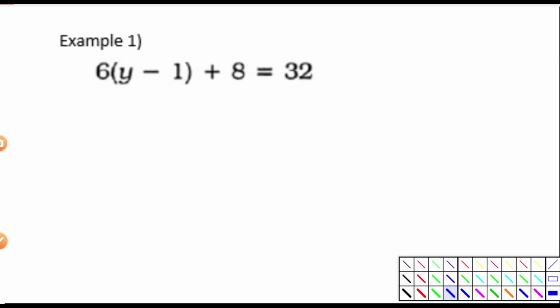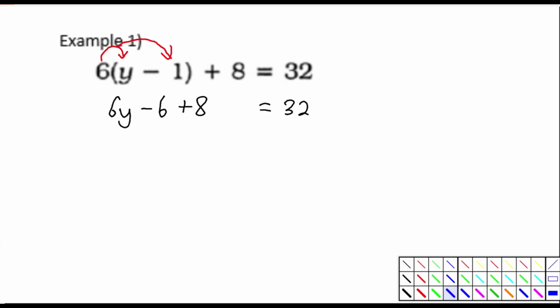Problem here, there's a couple ways of doing it, but mostly I would probably just use the distributive property. Most of the time, when I see a number outside the parentheses, I would just use the distributive property. So I would just multiply 6 times y and then 6 times 1. So let's see what we get here. So we're going to get 6y, and then we're going to get negative 6, then we're going to add 8, and then equals 32. Okay, so that's not too bad.